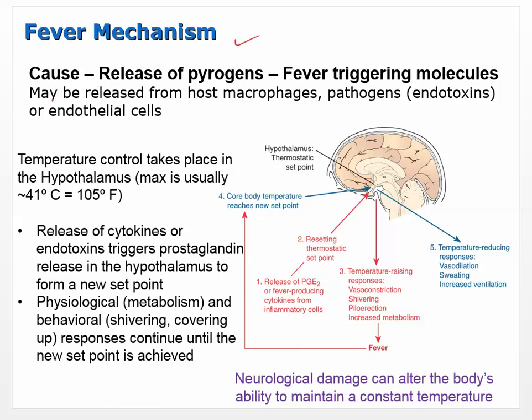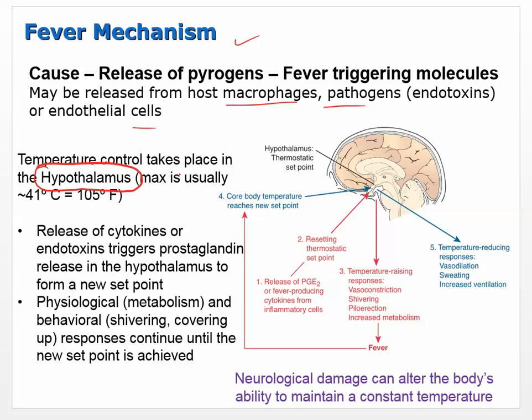So, the fever mechanism is caused by the release of pyrogens. Fever-triggering molecules may be released from host macrophages, pathogens, endotoxins, or endothelial cells. So it can be released from a whole bunch of different places. But the temperature control usually takes place in the hypothalamus. I mentioned this earlier. Remember it. It's a different set point. That is what's going on.